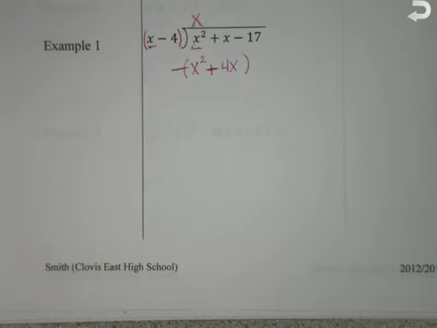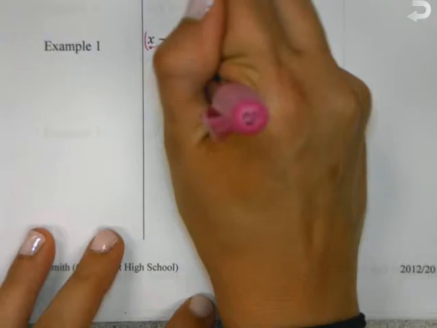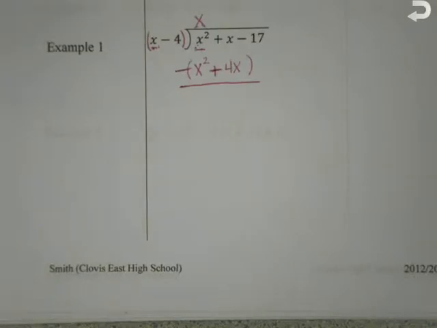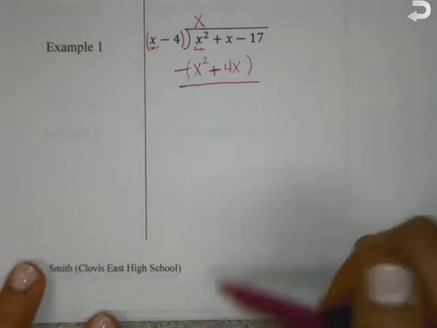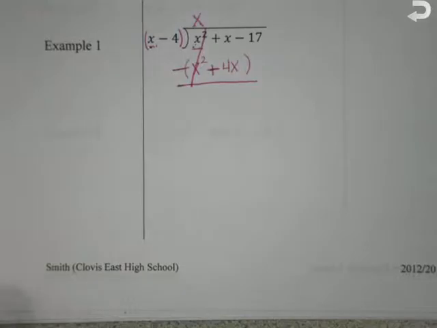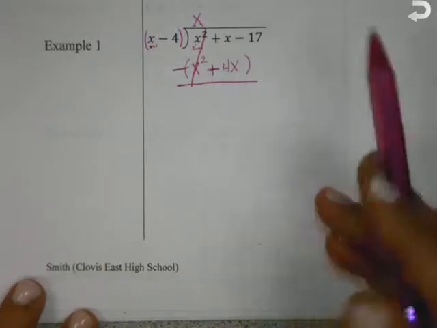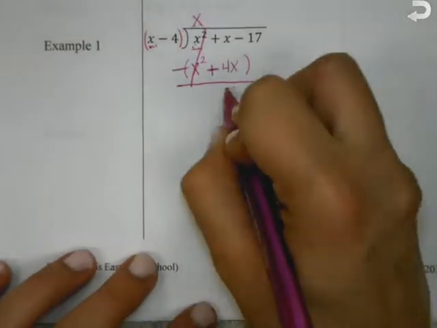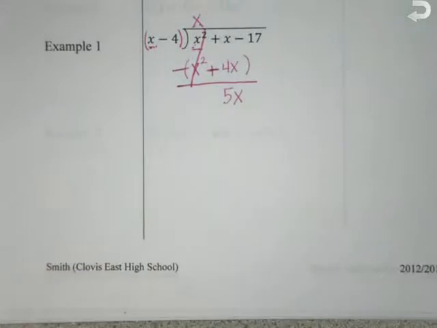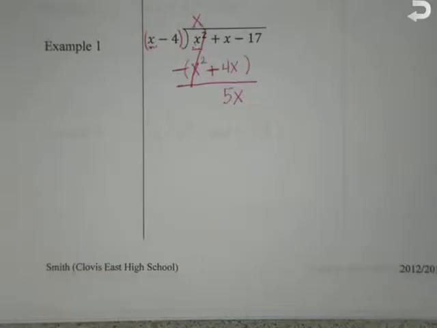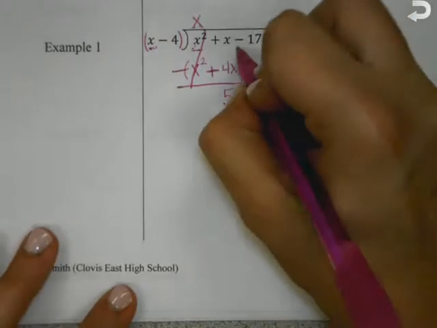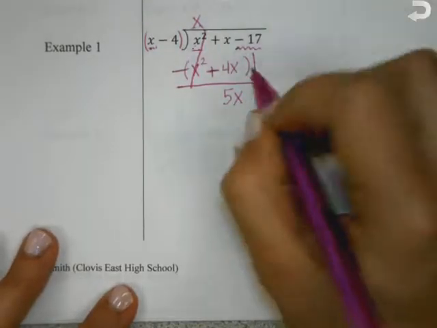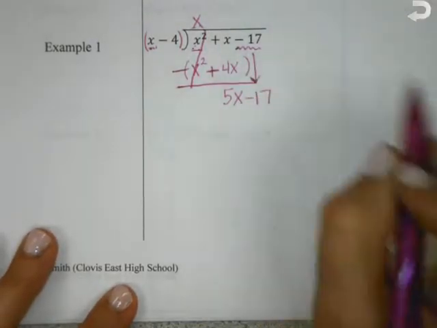And look at what happens here. What's x squared minus x squared? 0, which is what we want to happen. Okay, we're trying to get rid of that first term. What's x plus 4x? 5x. Now we're on step 4, so we take that negative 17 and bring it down. So it's going to be minus 17. Then we start the whole thing over again.